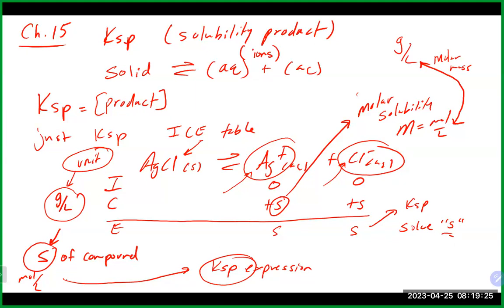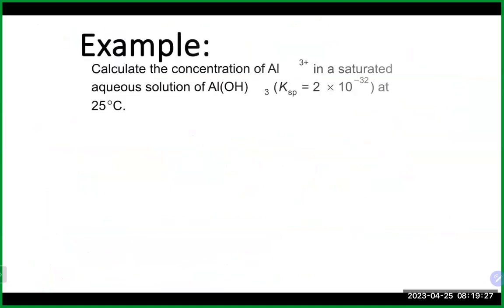Okay, I think we did the silver chloride example to finish up last time, so why don't you do this one? What is the concentration of aluminum 3+ ions in this saturated solution of aluminum hydroxide? The KSP there is given to you. So take a few moments, figure out the concentration, and moles per liter will be sufficient.